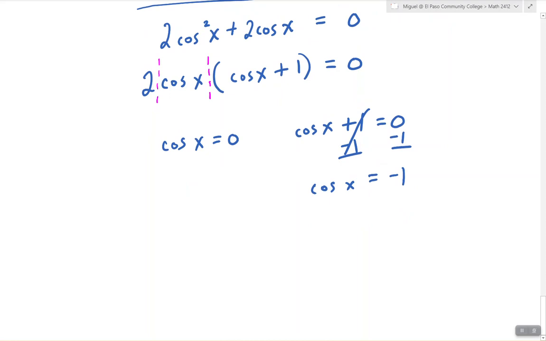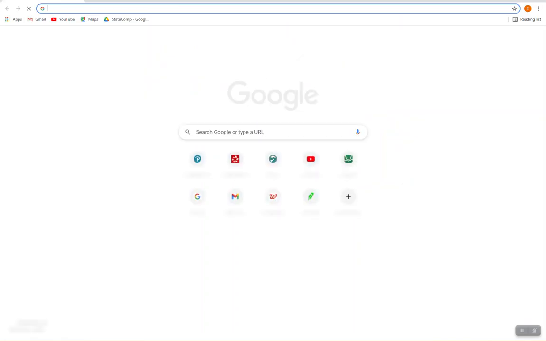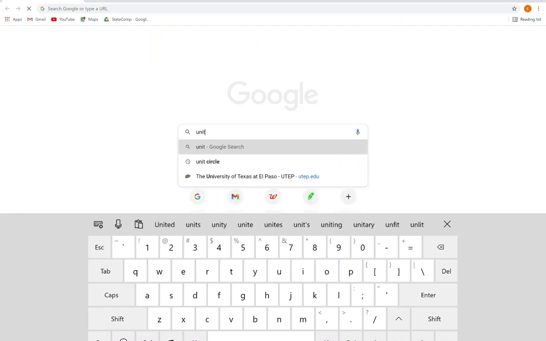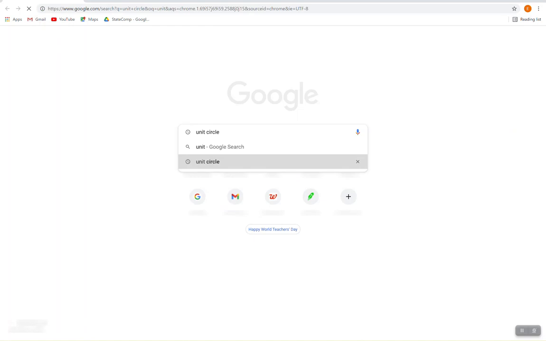So let's work on cosine of x equals 0. What solutions does that give me? Where is cosine of x equals 0? What was that? Pi over 2. What else? 3 pi over 2, good.